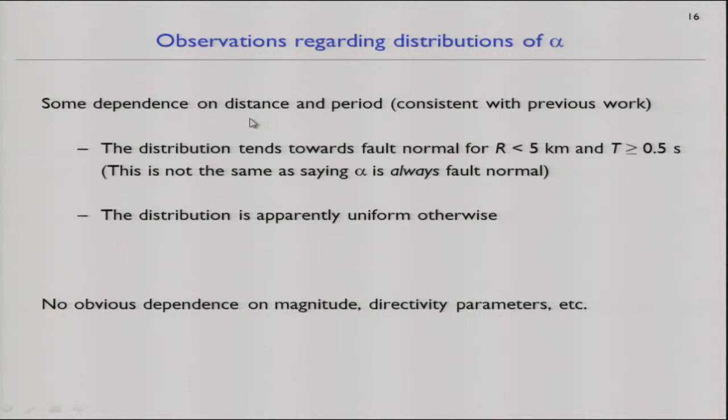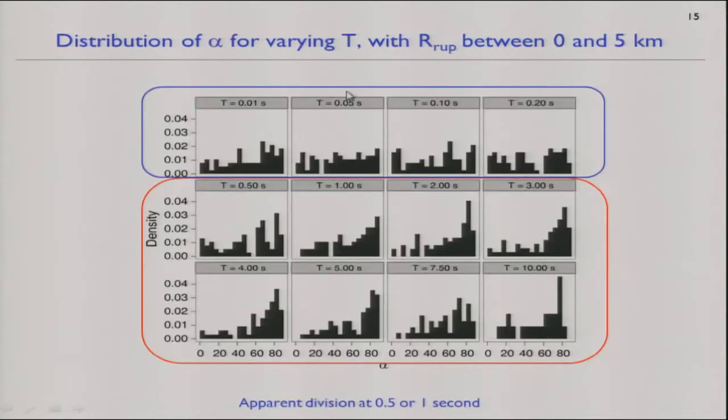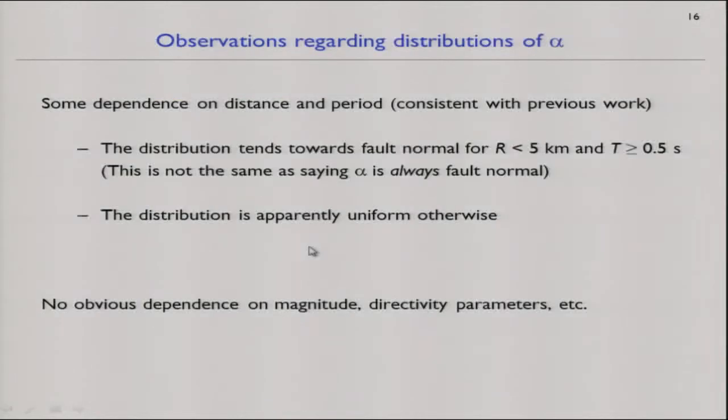There is some distance and period dependence on these orientations, and again, these are really confirming previous work by some of the authors that were noted earlier in that comparison. The distributions of these orientations tend towards fault normal when you're within 5 kilometers and you have periods of a half second or longer. We definitely see that in the data, but that is not the same thing as saying that the ROT-D100 spectral acceleration is always fault normal. There are plenty of in-close ground motions at long periods where the ROT-D100 orientation is closer to strike parallel than strike normal. So there's a tendency, but it's not an absolute rule.